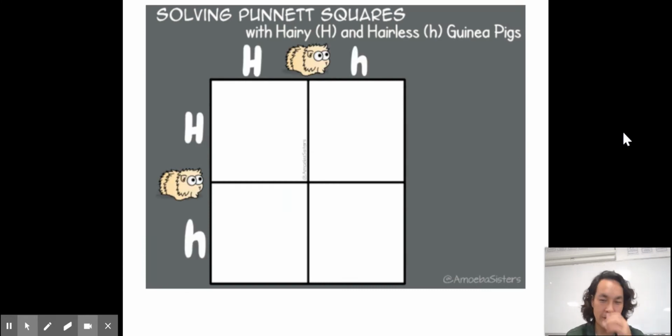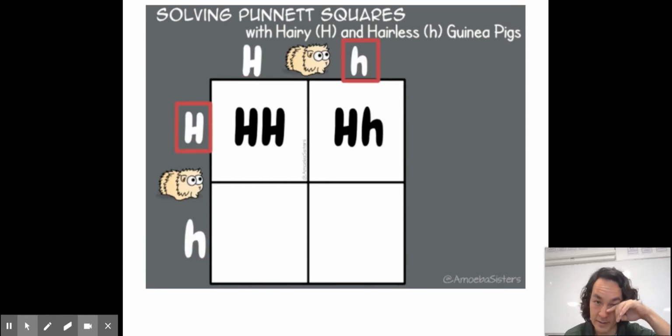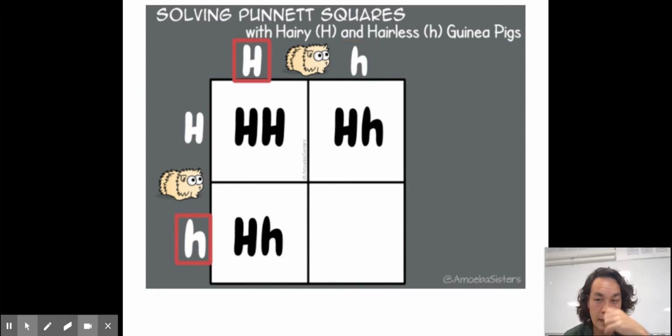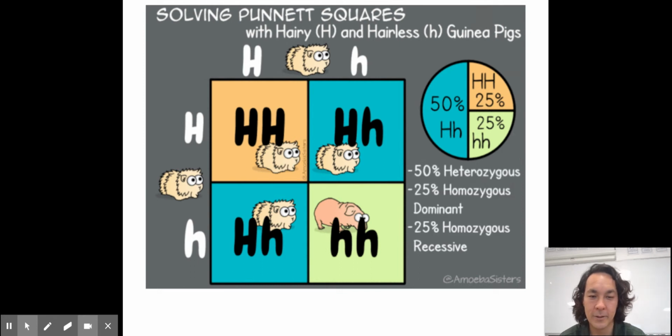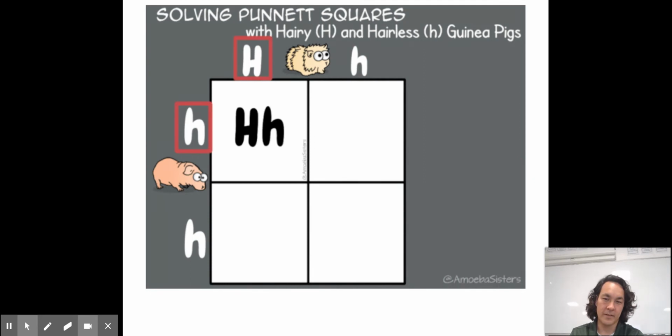Here is an animation from the Amoeba Sisters for hairy and hairless guinea pigs. Hairy is going to be dominant. Hairless is going to be recessive. Pretty cool, huh? So you can watch that again. Now this one's going to be a heterozygous by homozygous recessive.